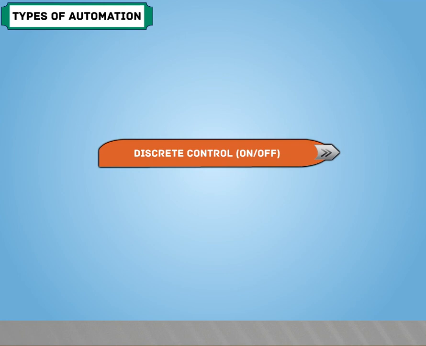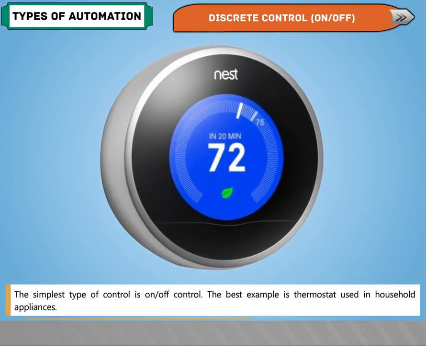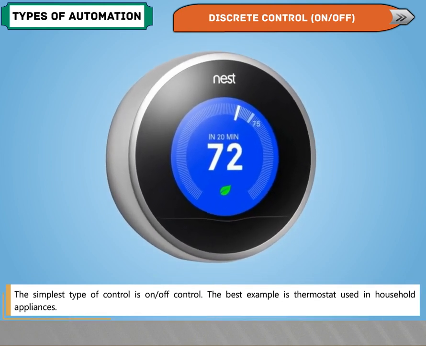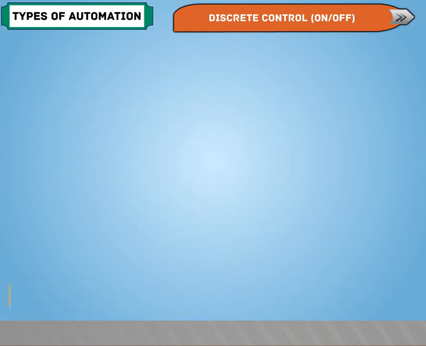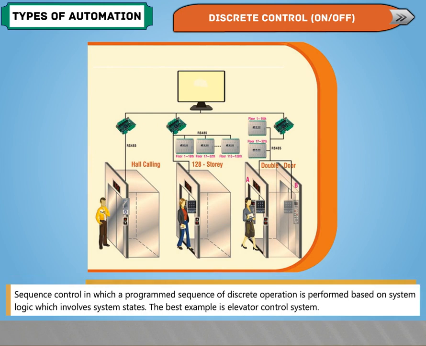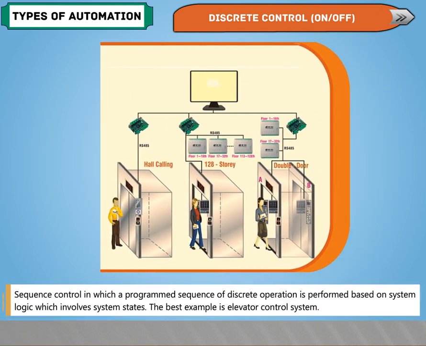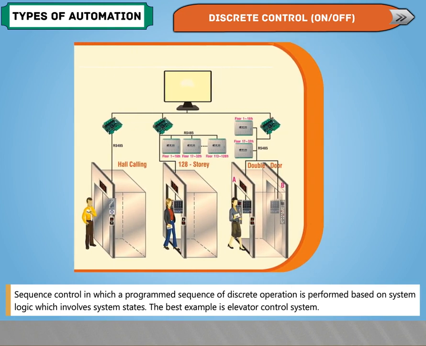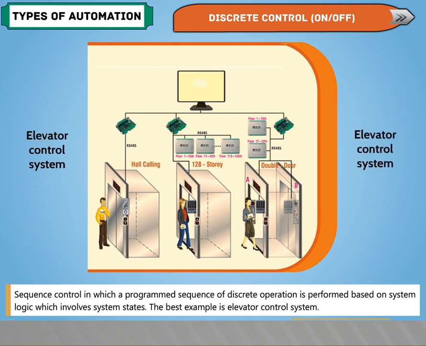Discrete control, on or off. The simplest type of control is on-off control. The best example is the thermostat used in household appliances. Sequence control, in which a programmed sequence of discrete operations is performed based on system logic, which involves system states. The best example is the elevator control system.